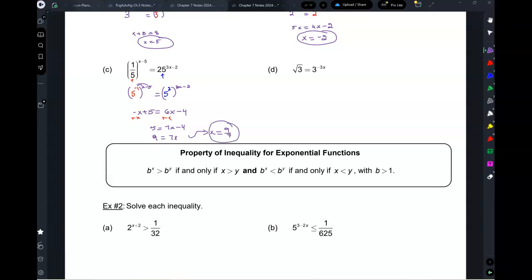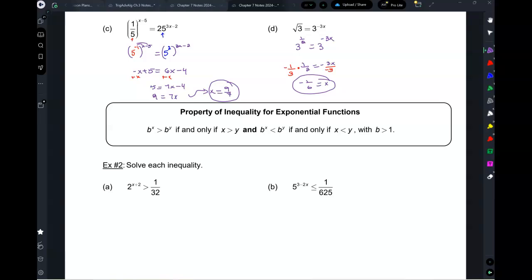Okay. This one, I have a root. We all know a root can be written as 3 to the 1 over 2, is equal to 3 to the power of negative 3x. Oh my gosh, same base. I can set the exponents equal to each other. 1/2 is negative 3x. Divide by negative 3, that's the same as multiplying by negative 1 over 3. So x is negative 1 over 6, and there we have it.